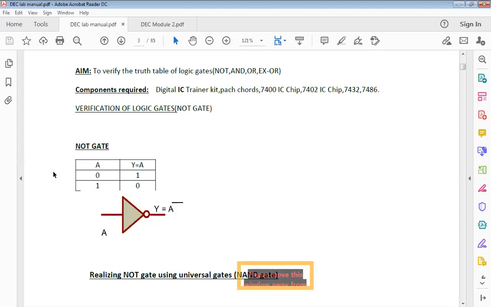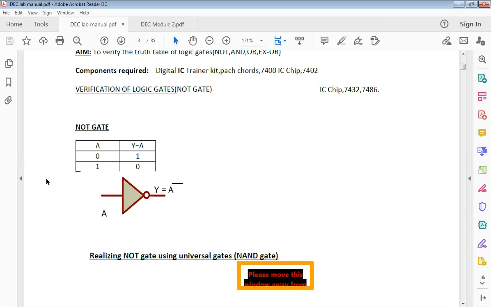What are all these numbers, by the way? 7400, 402, 432, 486. What are all these? Series number. A series of what?